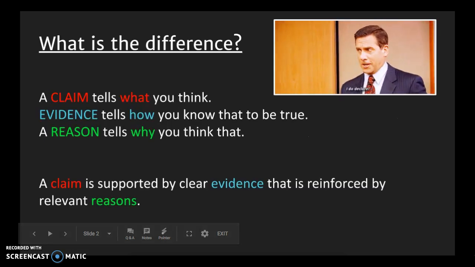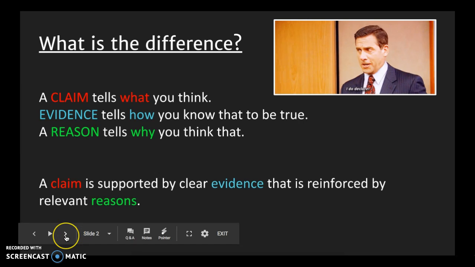So first things first, what is the difference? It always begins with a claim. A claim tells what you think. Evidence tells us how you know that to be true, and the reason tells us why you think that. This is the basis of the CER method: claim, evidence, and reasons. The what, the how, and the why. These are very important. A claim is supported by clear evidence that is then reinforced by your relevant reasons.